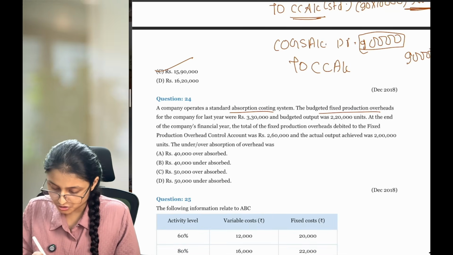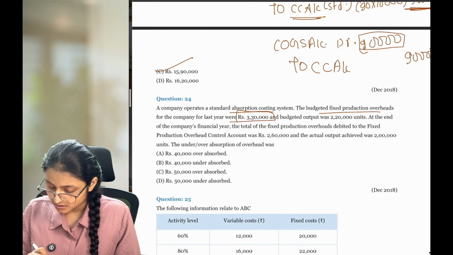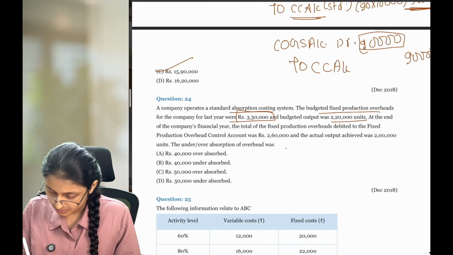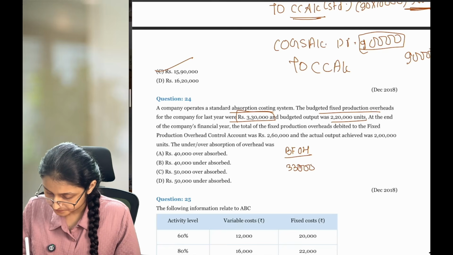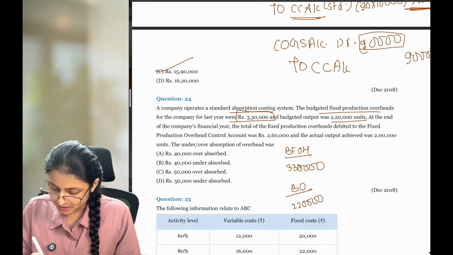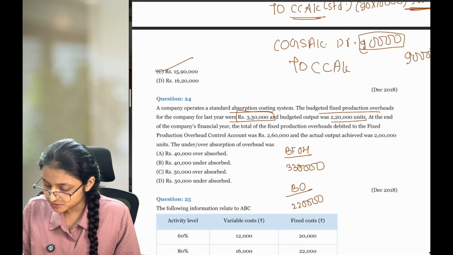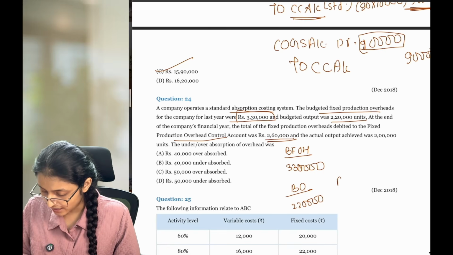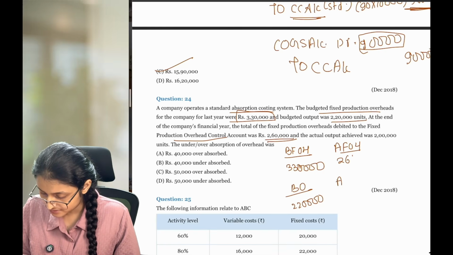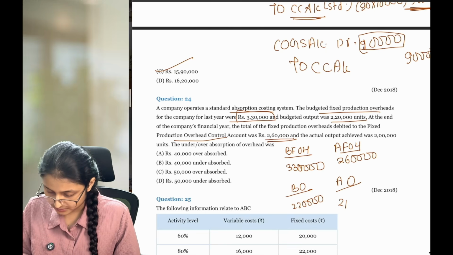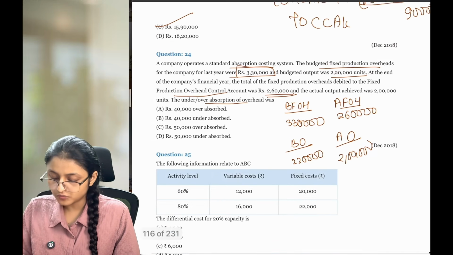Next, a company operates a standard absorption costing system. The budgeted fixed production overhead for the company for last year was 3 lakh 30,000 and the budgeted output was 2 lakh 20,000. At the end of the company's financial year, the total of the fixed production overhead debited to the fixed production overhead control account was 2 lakh 60,000. So this is your actual fixed production overhead, which is 2 lakh 60,000, and the actual output is 2 lakh.